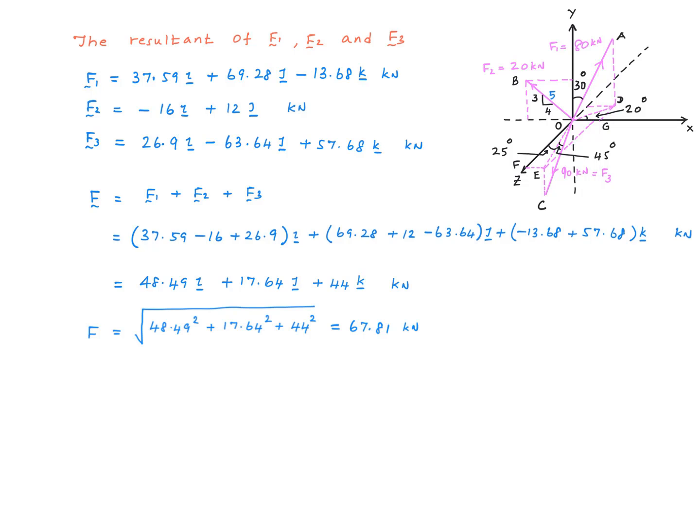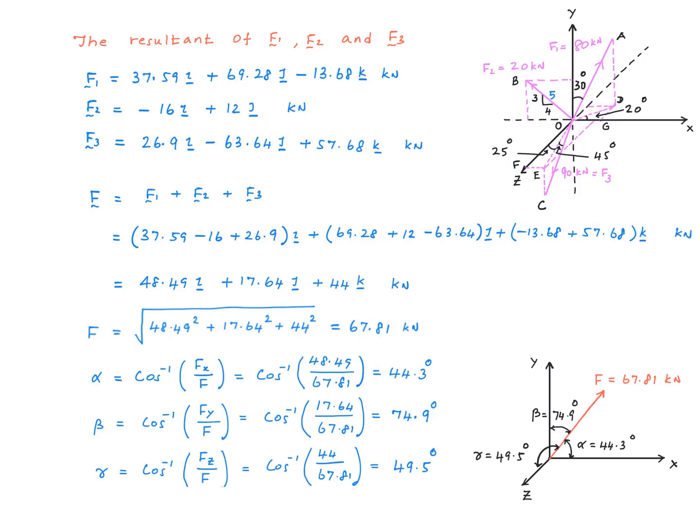The magnitude of F is readily found by this equation, so you get a value of 67.81 kilonewton for that. The direction angles of the resultant F are found by these equations. Here is the geometrical representation of the resultant F. The magnitude is 67.81 kilonewton, and it makes an angle of 44.3 degrees with the x-axis, 74.9 degrees with the y-axis, and 49.5 degrees with the z-axis.